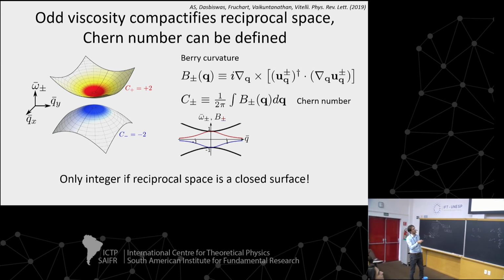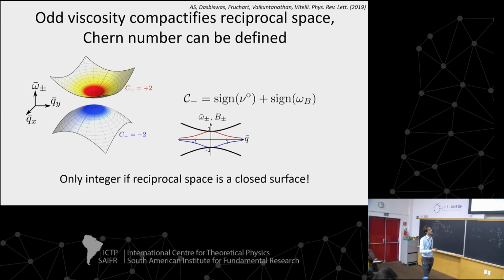How you compute it is maybe not so interesting. There's a formula for this invariant called the Chern number. It's the same one that you get in the quantum Hall effect. You take the eigenvectors, the bands here. You take the associated eigenvectors, take a product, take a gradient, take a dot product, and take a curl in this reciprocal space, and then finally integrate this Berry curvature you get for each band over the entire space. When you do this, you get a number that depends on both the sign of the odd viscosity and the sign of this Coriolis force.